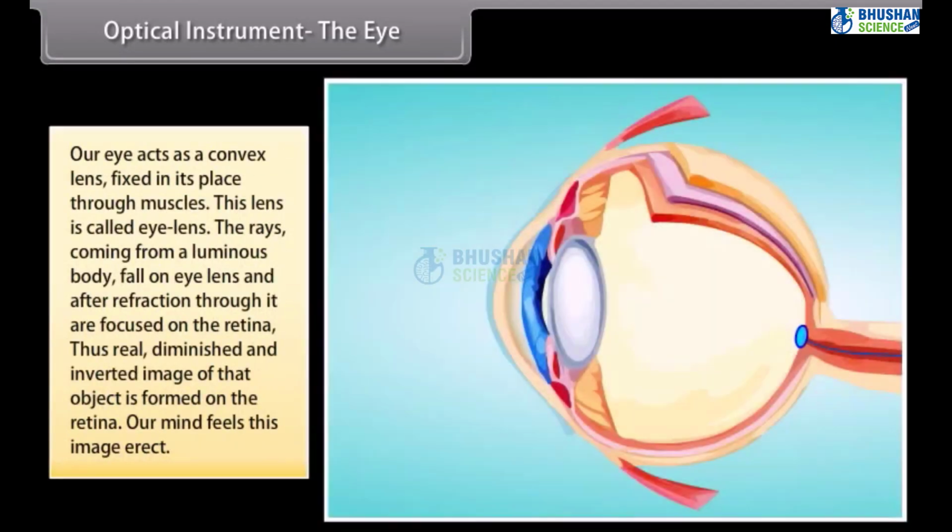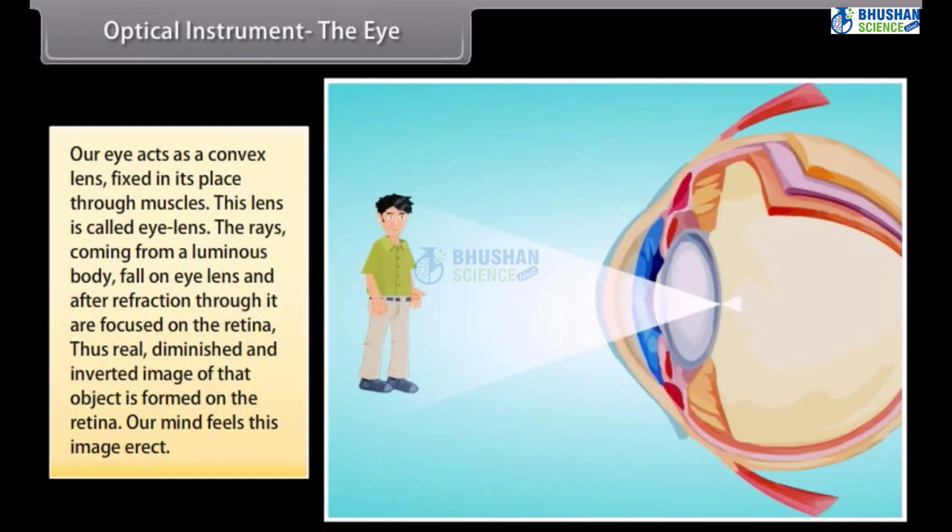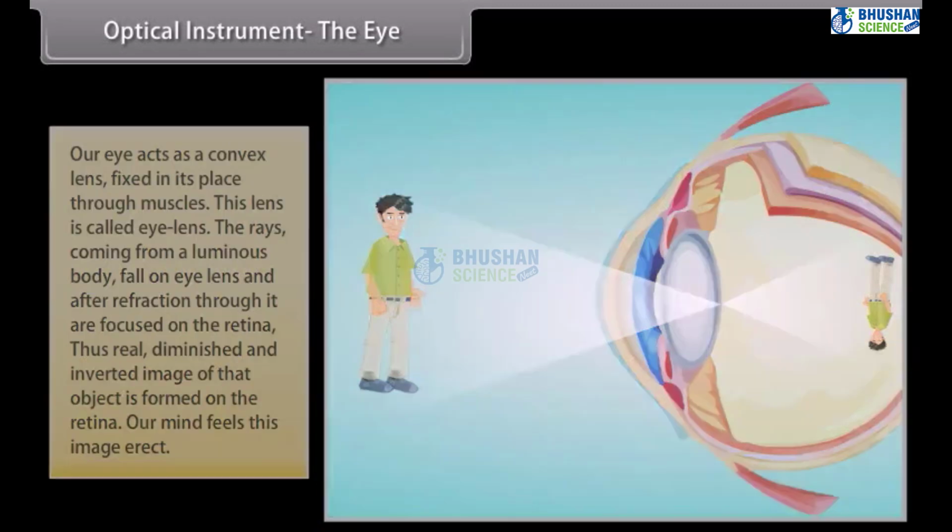Optical instrument, the eye. Our eye acts as a convex lens fixed in its place through muscles. This lens is called the eye lens. The rays coming from a luminous body fall on the eye lens and after refraction through it are focused on the retina. Thus, a real, diminished and inverted image of the object is formed on the retina. Our mind perceives this image as erect.